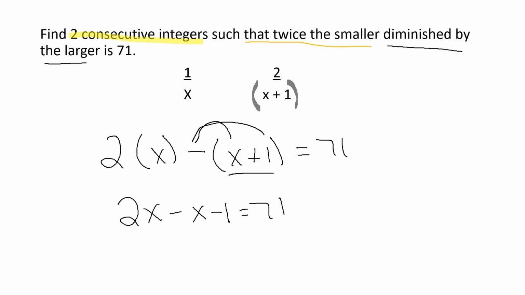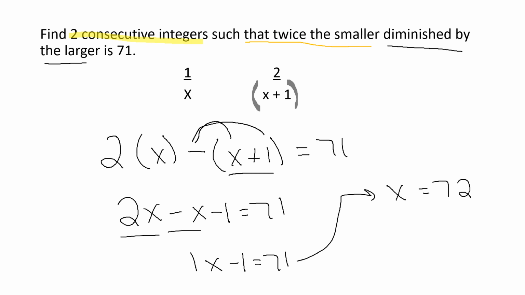Now, 2x and my negative x are like terms, so I can combine them. 2 minus 1 is 1x. I should have written smaller. Let's come up here. Move that negative 1 over, and so what I end up with is x equals 72.